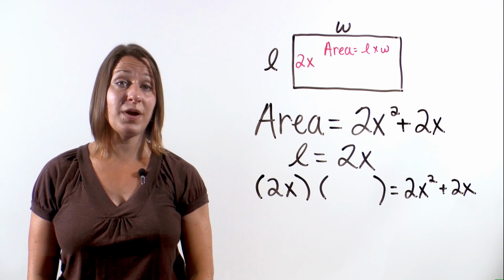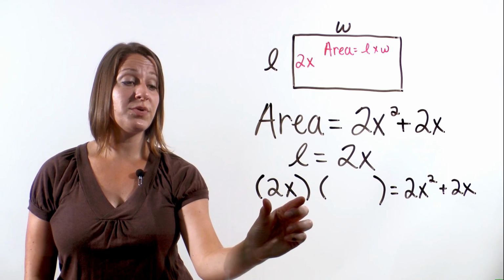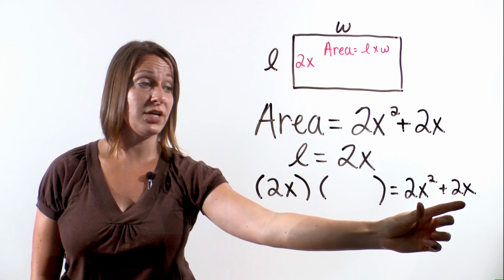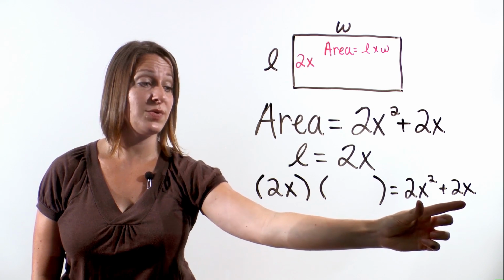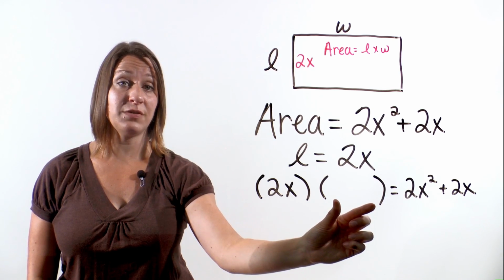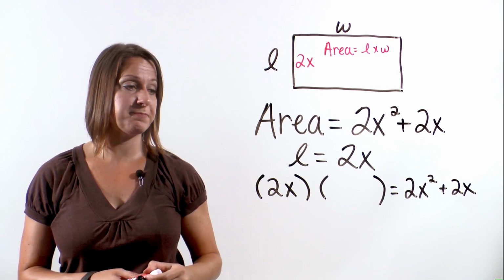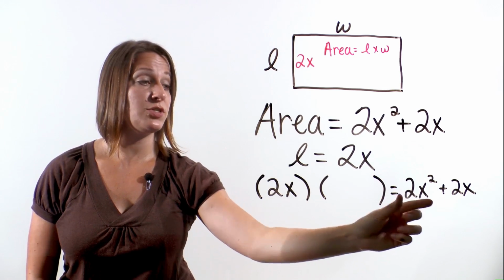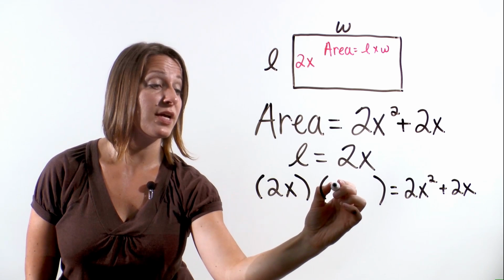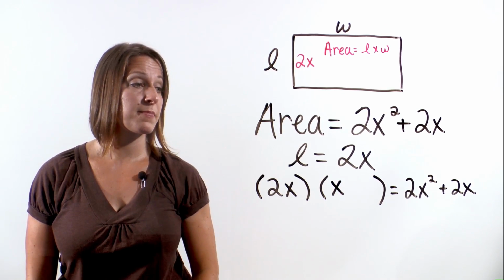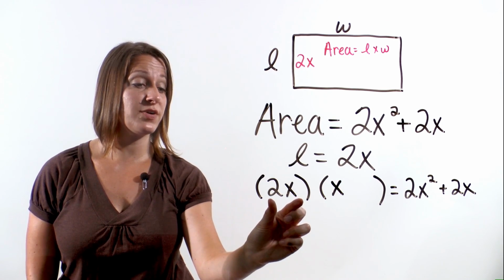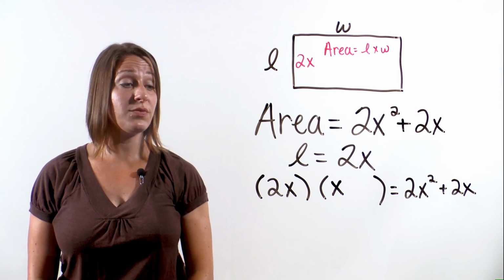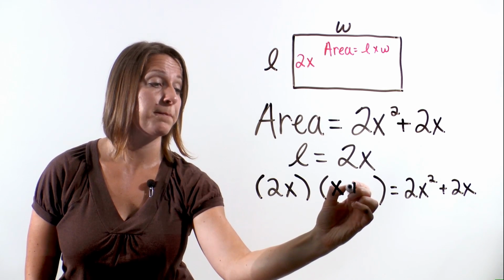We can also look at this problem as a factoring problem. If we were to factor out 2x from the area 2x squared plus 2x, that would give us our missing information. So let's try it. If we factor out 2x from 2x squared, we're left with an x. Next, if we factor out 2x from a 2x, we're not left with 0, but we're left with a positive 1.